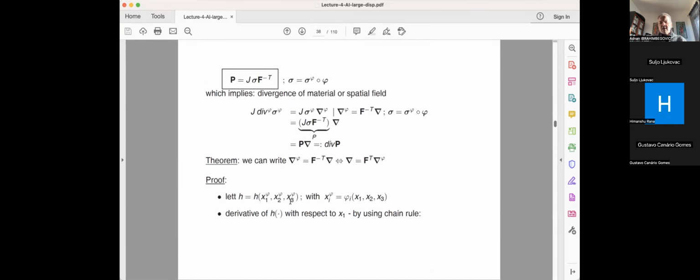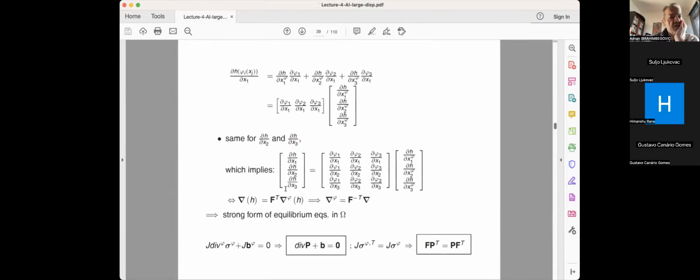I can write this by saying for any function h, which is a function of x_i = phi_1, x_2 = phi_2, x_3 = phi_3, I can compute the derivative with respect to x_i by using the chain rule. So I have as follows: dh(phi(x_j))/dx_i. This is dh/dx1(phi) times d phi1/dx1, plus dh/dx2(phi) times d phi2/dx1, plus dh/dx3(phi) times d phi3/dx1. And then basically this could be written as a matrix, d phi1, d phi2, d phi3 with respect to x1 every time, multiplied by dh/dx1(phi), dh/dx2(phi), dh/dx3(phi).